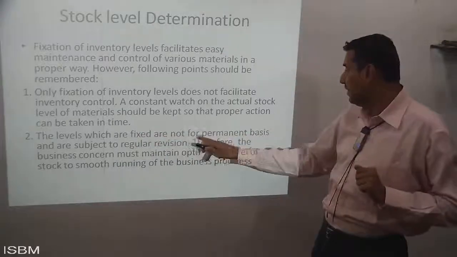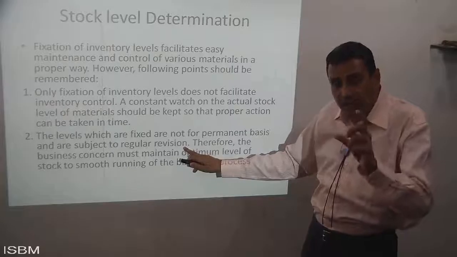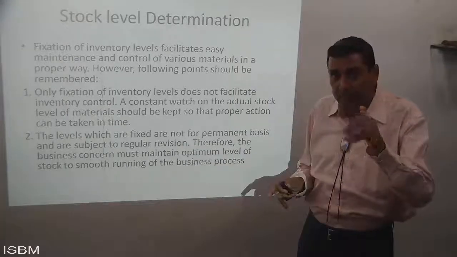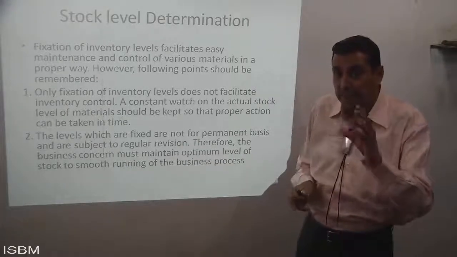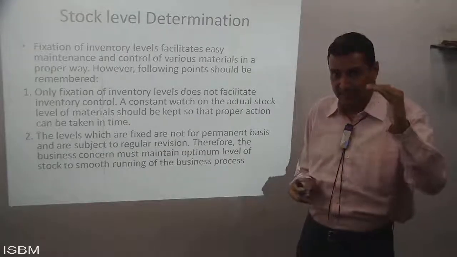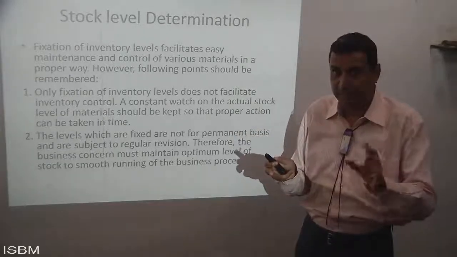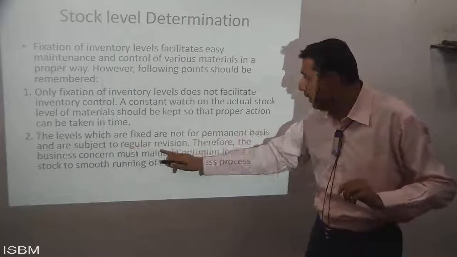The levels which are fixed are not permanent and are subject to regular revision. Why is there regular revision? It depends upon the demand of the product in the market. If the demand of the product rises all of a sudden, you need to increase the inventory level. Vice versa, if the demand is not there, you have to reduce the inventory level. That's why it is called regular revision.